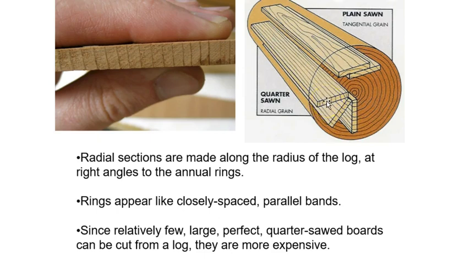So this is again the premium, most stable quarter sawn lumber. And as it points out here, rings appear like closely spaced parallel bands. That's what we see right there very clearly. And this just points out that there are only so many of these premium boards to take. Therefore, they're more expensive. And this is the plain sawn lumber, not as stable.